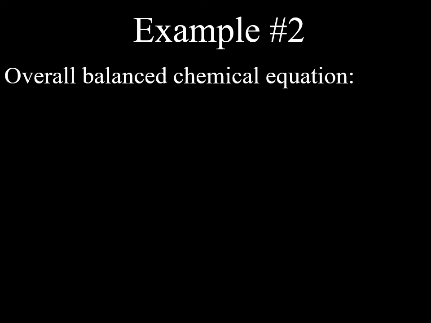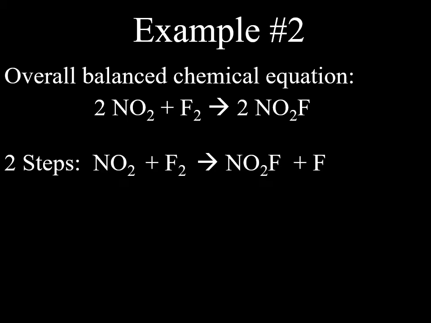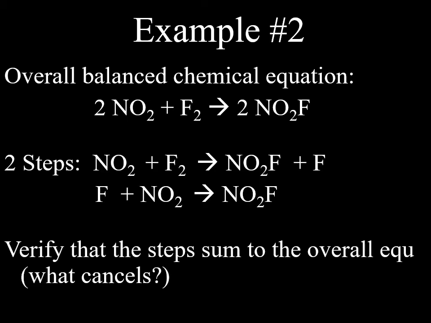Okay, here's another example. This is an example of what you're actually expected to be able to do. So the overall balanced chemical equation and 2 steps of a mechanism are given to you. First of all, verify that the steps sum up to the overall equation. Add them up. What cancels out?